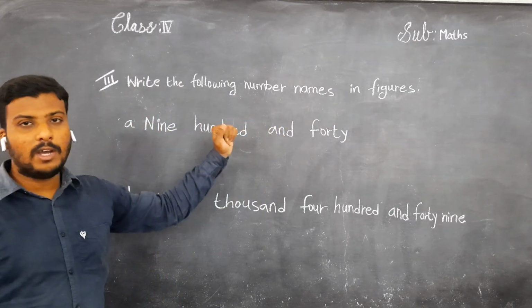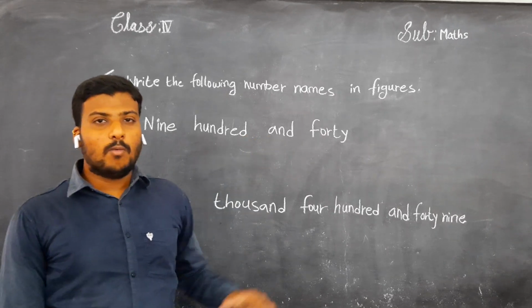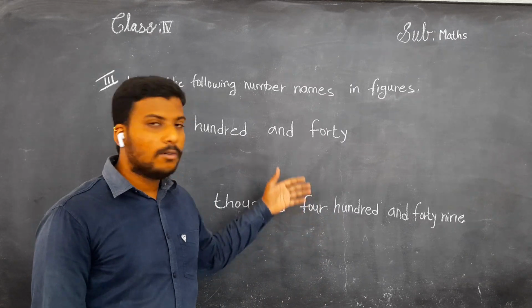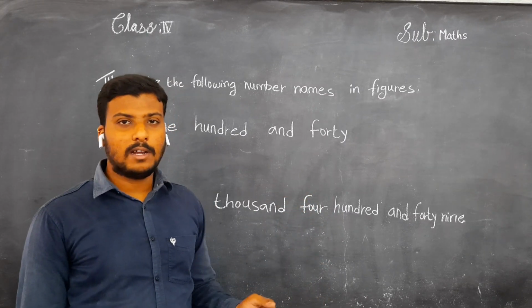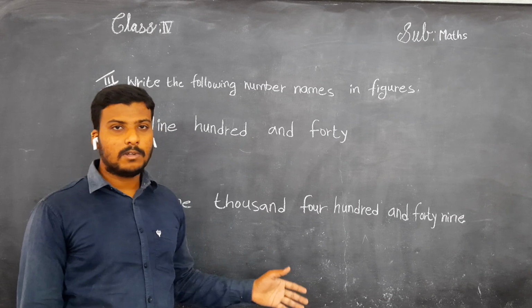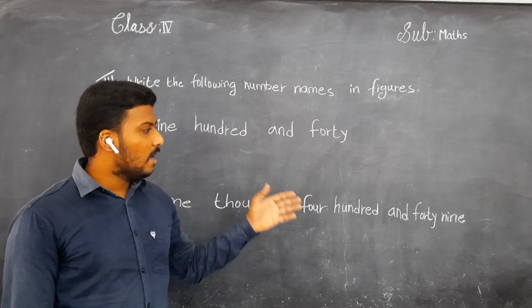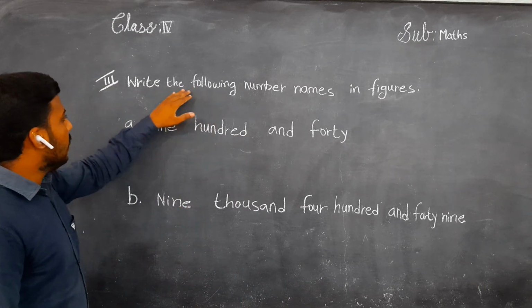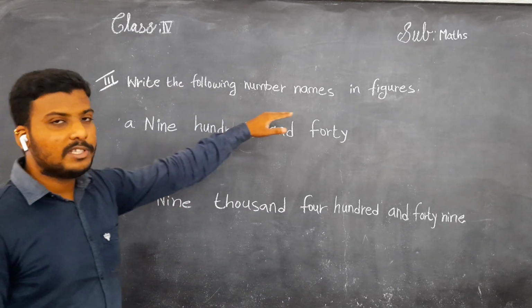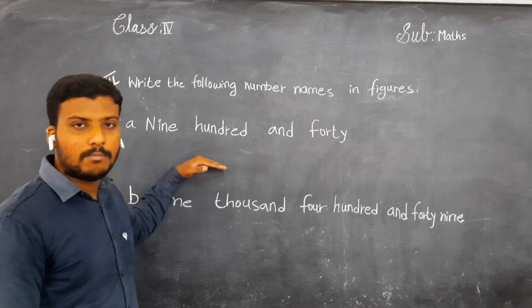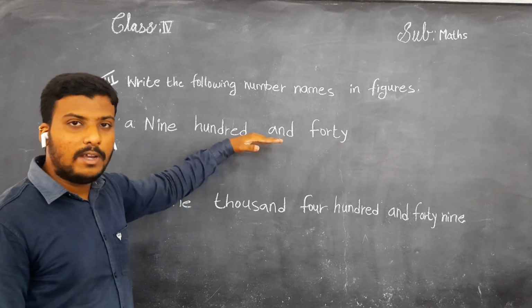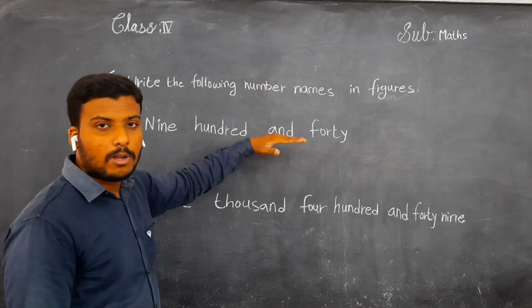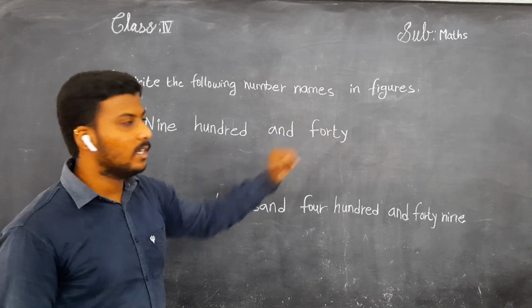Before starting this, whatever I said in the previous class, copy those notes in your class work notes. Understand, children? Copy the notes from the previous class that I had discussed, and in this class copy them in the notes. See, children, they have given: write the following number names in figures. They have given number names, and we have to convert the given number names into figures. Okay, we will see how to convert the number names into figures.